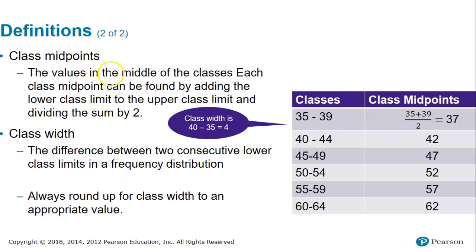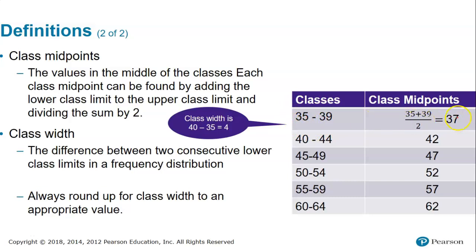Class midpoints are a little easier to calculate. Class midpoints are the values in the middle of the classes. It can be found by adding the lower class limit to the upper class limit and then dividing the sum by 2. So for this first class here, if I want to find the class midpoint, I'm just going to add these two values together and divide by 2.